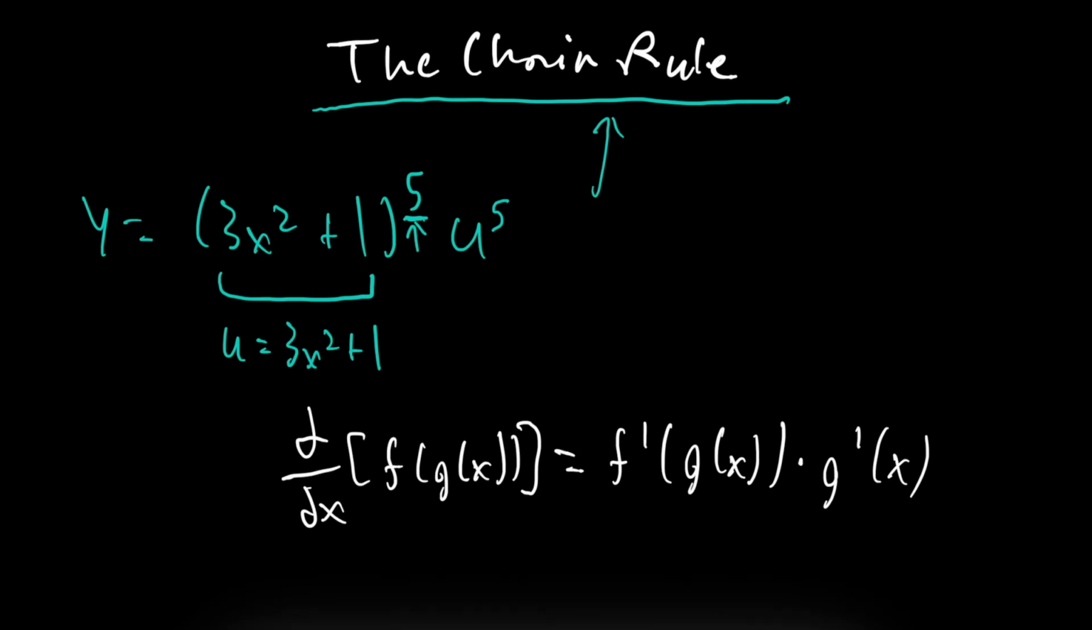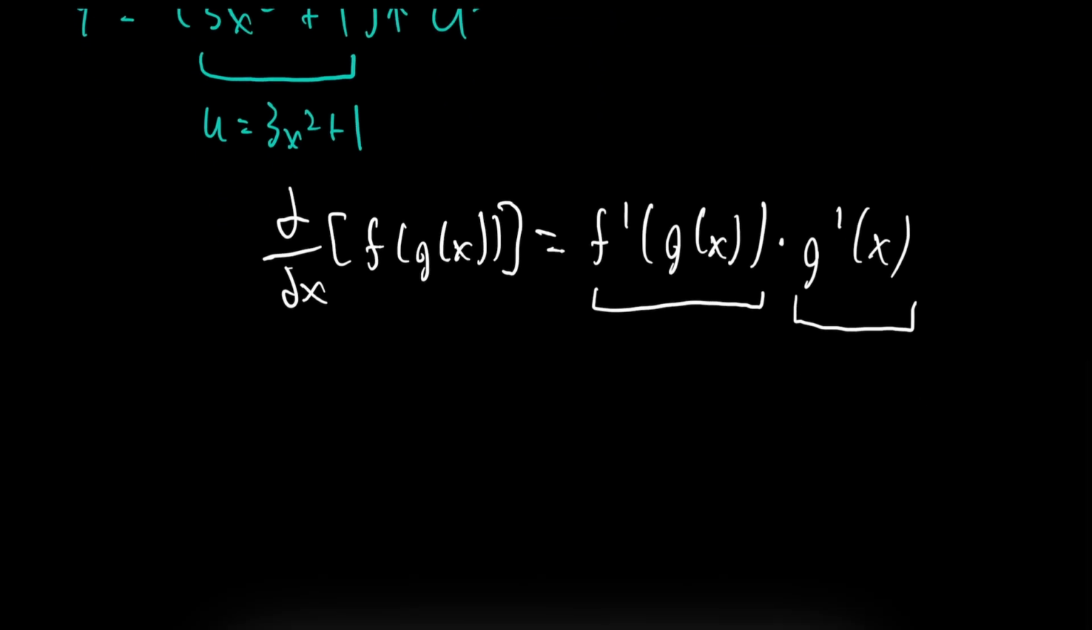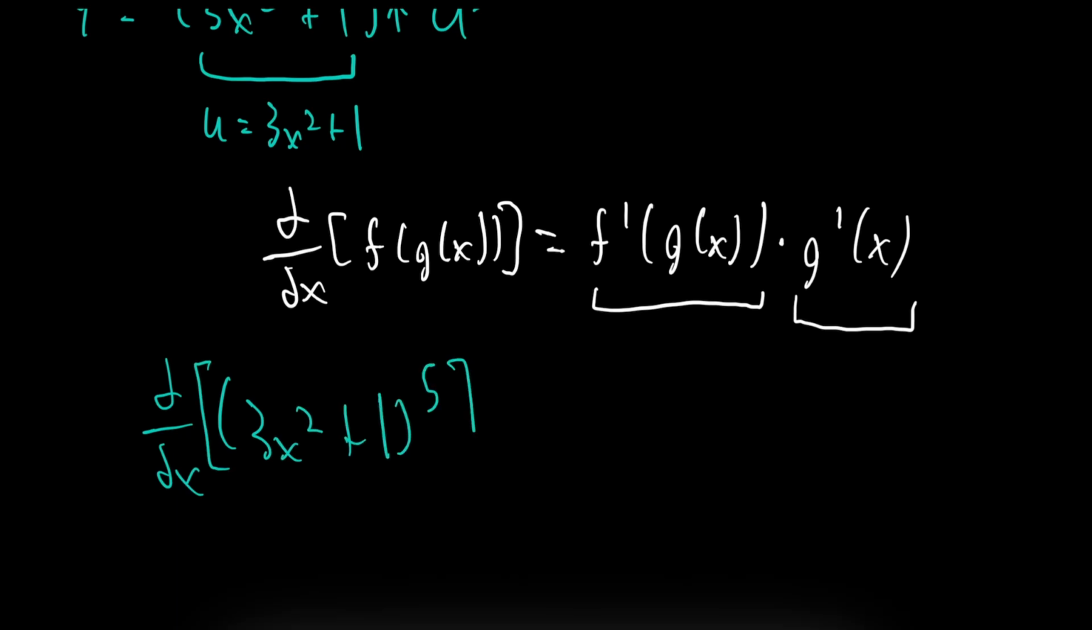To differentiate a composition, you need to take the derivative of the outer function, the derivative of the inner function, and multiply them together. That's essentially what the chain rule is saying, right? So let's do this with the example we had up above. Let me do that in blue, actually. Let's do that with 3x squared plus 1 to the fifth power.